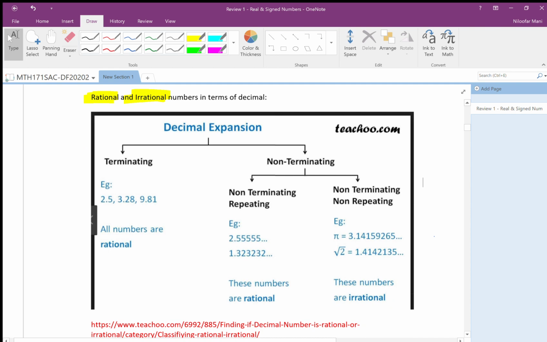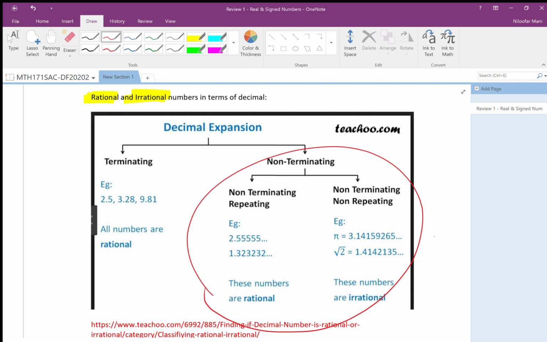I have terminating decimals, meaning they terminate: 2.5, nothing after 5; 3.28, nothing after 8; 9.81, nothing after 1. And I have non-terminating decimals, which continue. Among the continuing ones, I have some which are repeating and some which are not repeating. If they are not repeating and they just go on and on with different digits, and I don't know what is after, I cannot memorize them, so they are irrational numbers.